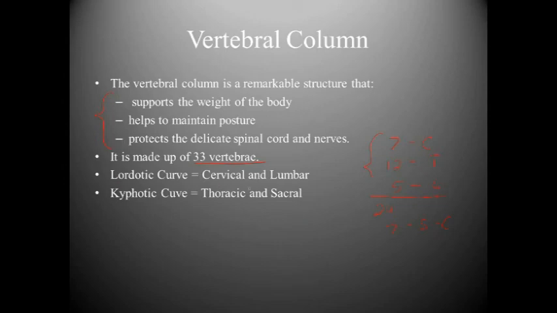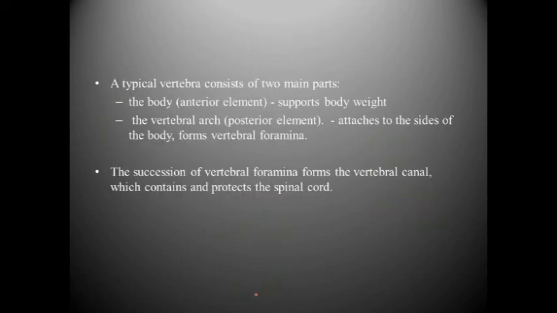We also see that we have a lordotic curve, which is the cervical and lumbar spine, and kyphotic curve, which is the thoracic and sacral curvature. So basically we have a spine that looks something like this. And so this being your kyphotic curves here and here, and this being your lordotic curves here and here. And that'll become more apparent as we actually venture through our scans.